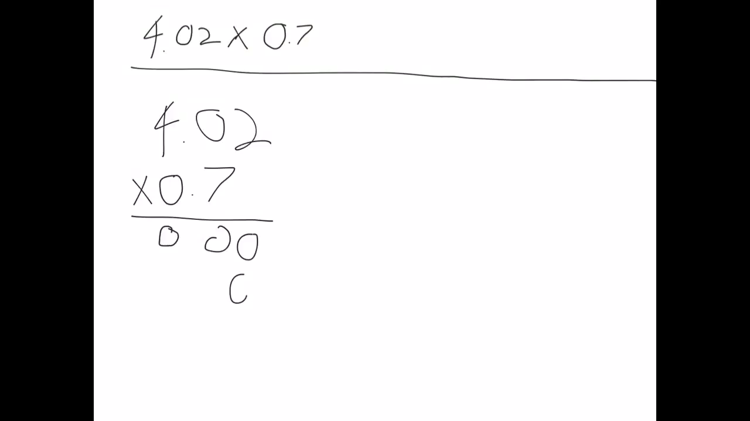Now, add a 0, cross out the imaginary 0. And then 7 times 2 is 14. 7 times 0 would be 0, but the 1's there, so it's 1. Then 7 times 4 is 28. So now, we have to add the decimal, and there's 3 placeholders. 1, 2, 3. It's 2.814.